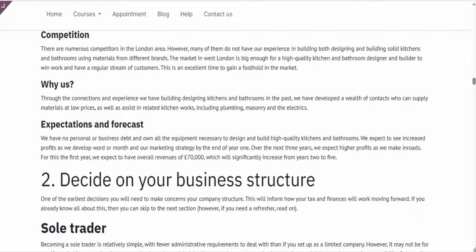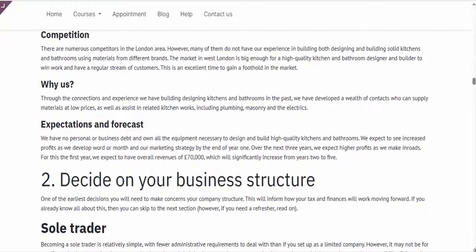Why us? Through the connections and experience we have building and designing kitchens and bathrooms in the past, we have developed a wealth of contacts who can supply materials at low prices, as well as assist in related kitchen works, including plumbing, masonry and the electrics.